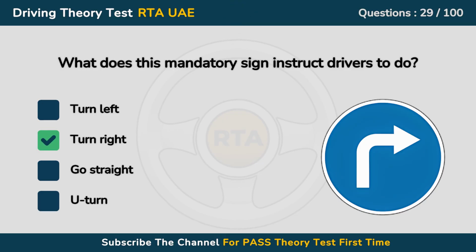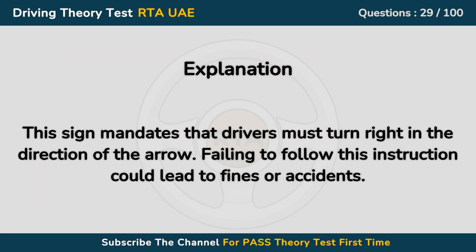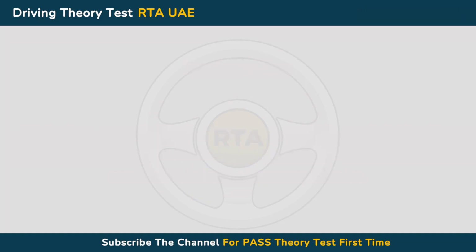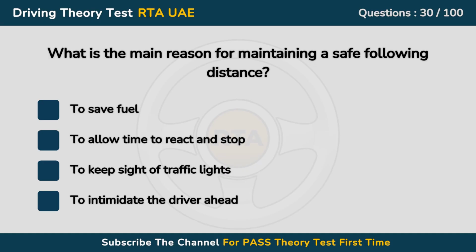Answer is B. Turn right. This sign mandates that drivers must turn right in the direction of the arrow. Failing to follow this instruction could lead to fines or accidents. Question 30. What is the main reason for maintaining a safe following distance?